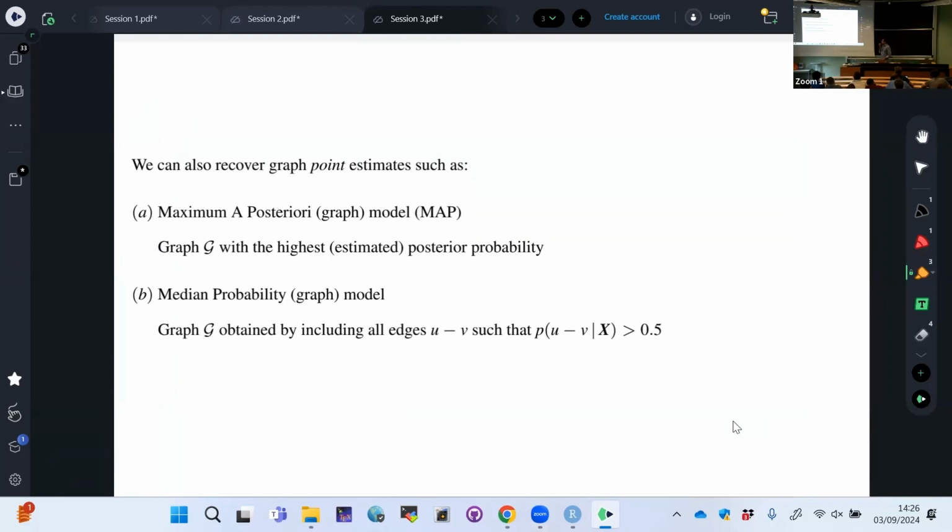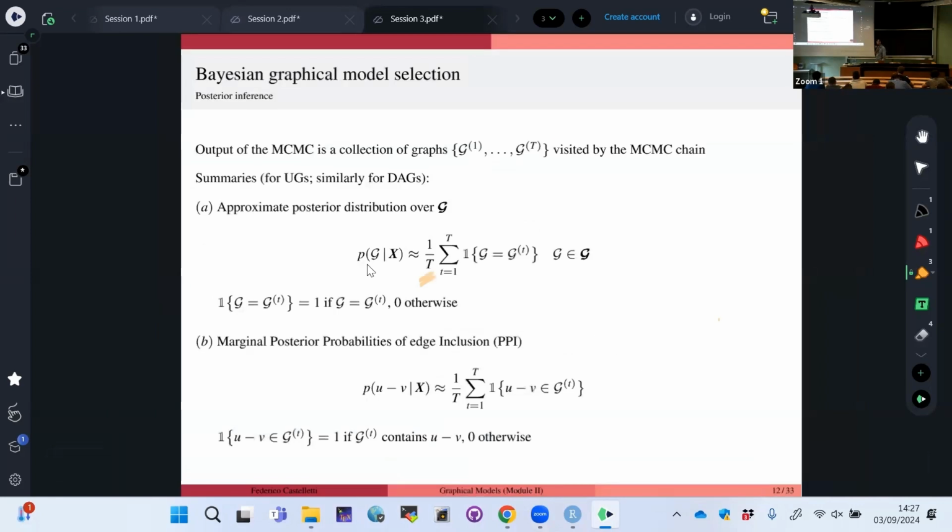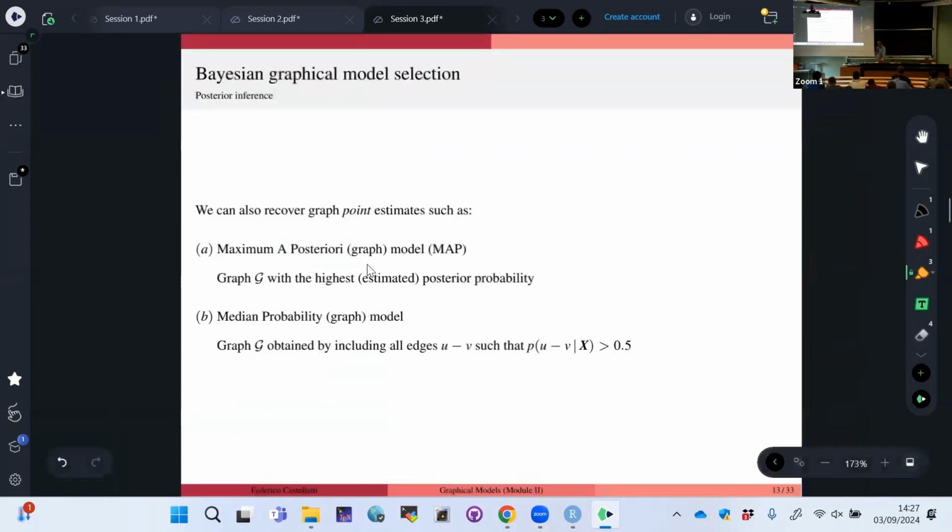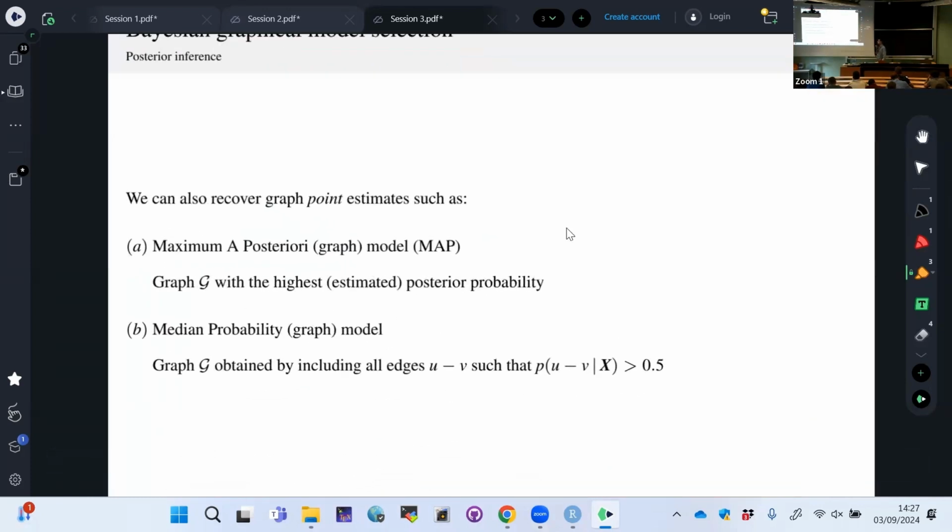Okay, we may also be interested in summarizing with a single graph estimate, starting from our posterior over the space of graphs. Here, the most common choices are two. The first one is based on what is called the maximum a posteriori graph model, which is the graph with the highest estimated posterior probability. So if you approximate posterior graph probabilities using this expression here, you may look at the graph with the highest posterior probability, and this is called maximum a posteriori.